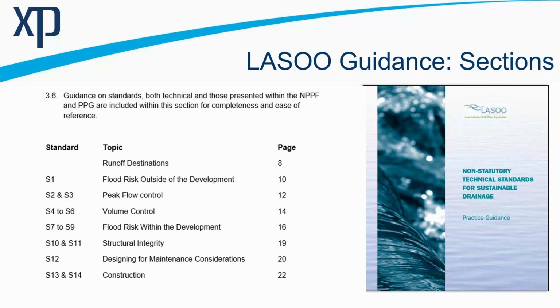We start off by looking at runoff destinations. So where should the development outfall to? The second chapter is looking at flood risk outside of the development. And historically, what we've been doing is looking at peak flow rates, looking at discharge rates, limiting the discharge from the site, limiting the volume of runoff from the site. That's been worked on more closely more recently.